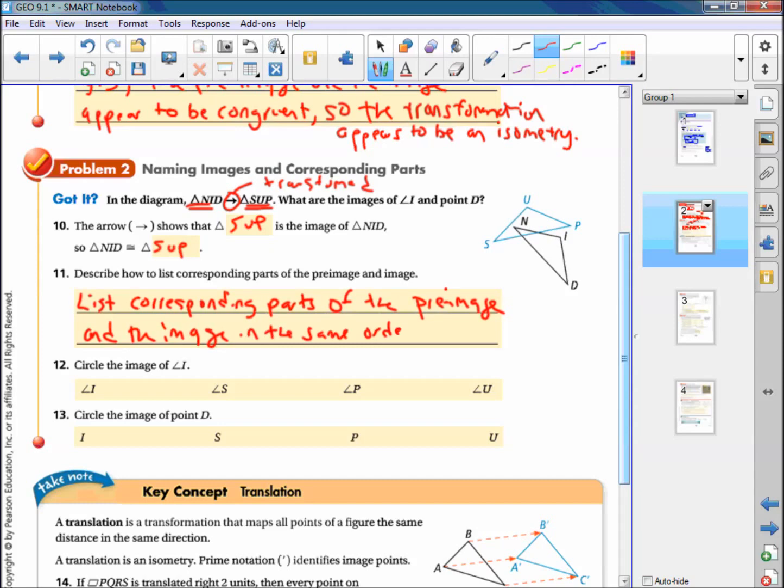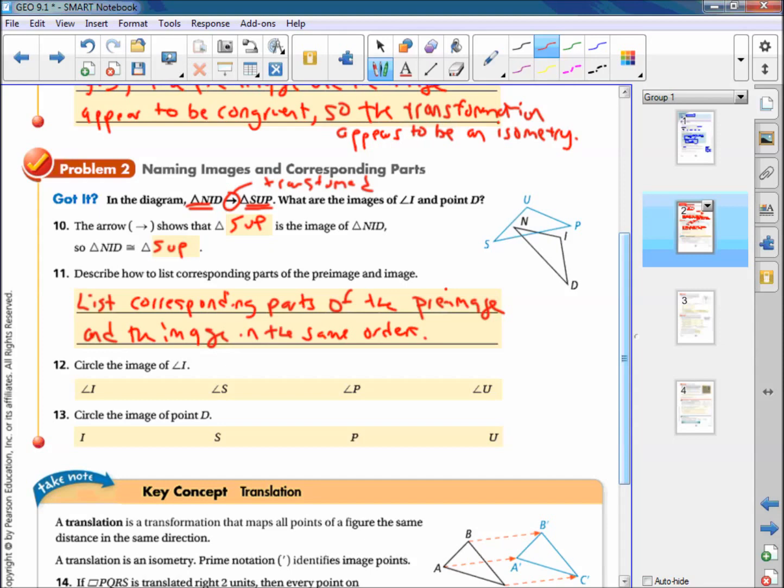And that's because we know that there's an isometry, so they're supposed to be congruent. And when we list parts of congruent triangles, because these are triangles, we list them in corresponding parts in order. So we do the same thing here. Okay. So circle the image of I.